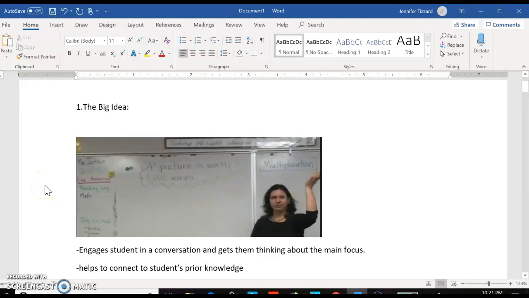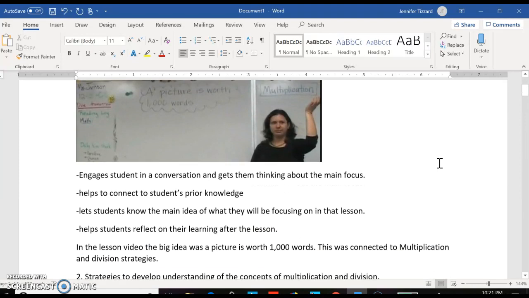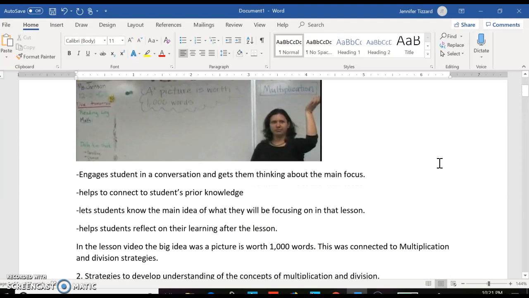Okay, for my journal, the first question is, what are the academic benefits of focusing a lesson surrounding a big idea? So it engages the students in a conversation and gets them thinking about the main focus. Helps connect the students to prior knowledge, lets students know the main idea of what they will be focusing on in the lesson, and helps students reflect on their learning after the lesson.